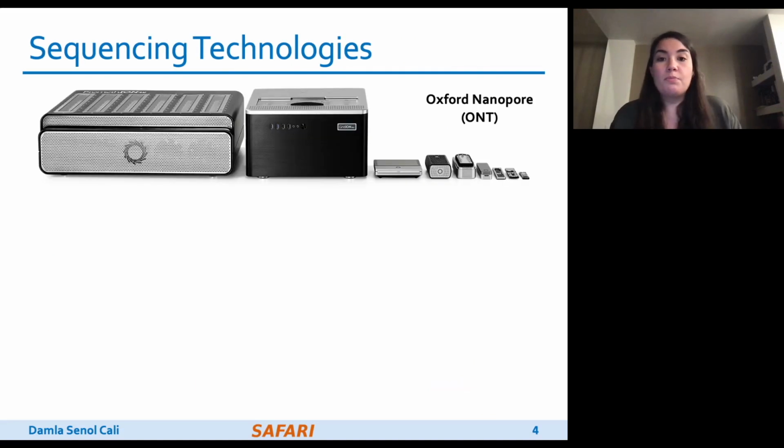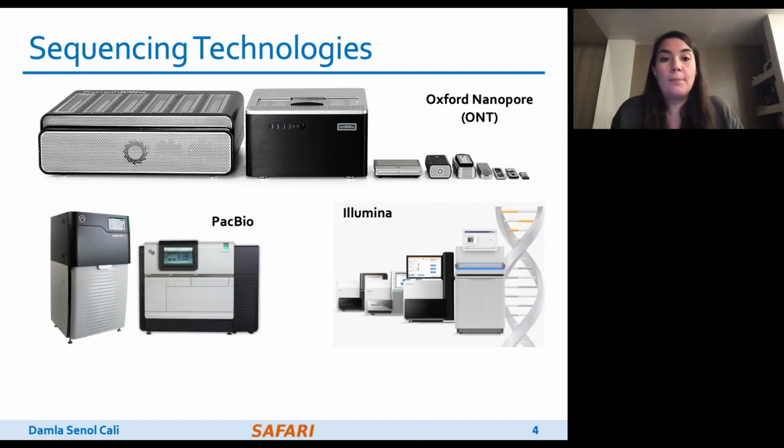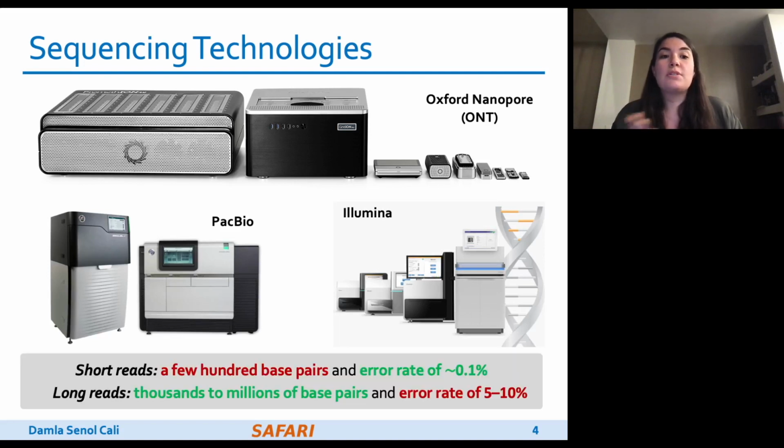We have multiple sequencing technologies, for example, Oxford Nanopore, PacBio, or Illumina, or some others as well. And based on the sequencing device, we obtain either short reads or long reads. When I say short reads, I mean just a few hundred base pairs. By base pairs, you can think of them as characters, ACGTs. We are dealing with highly accurate reads, so the error rate is around 0.1%. On the other hand, for long reads, we have thousands to millions of base pairs in each read. However, we are dealing with noisy reads, and the error rate is around 5 to 10%.